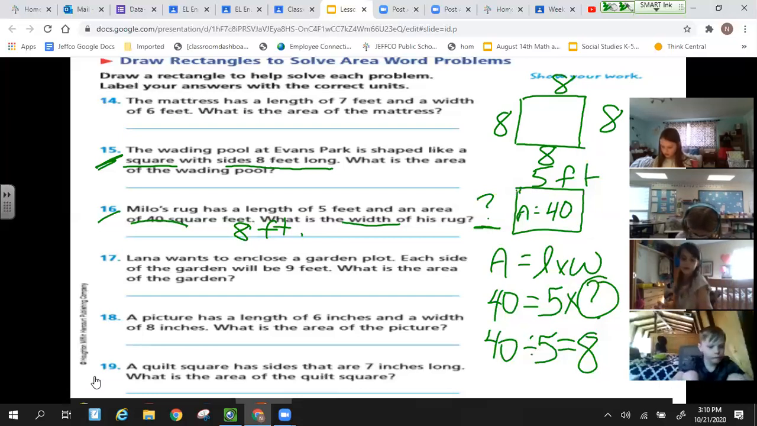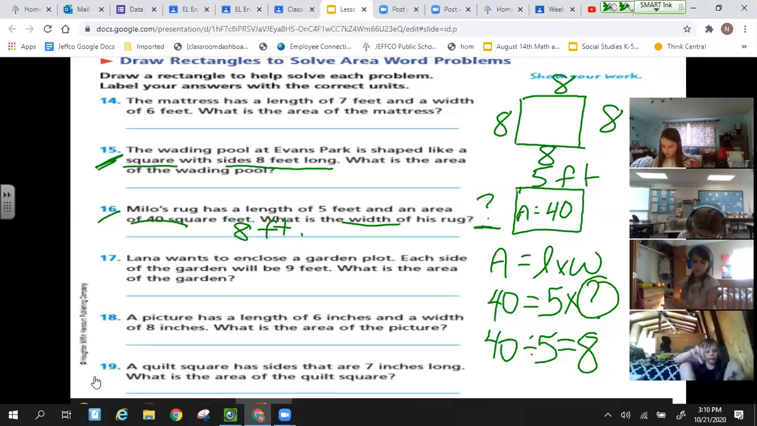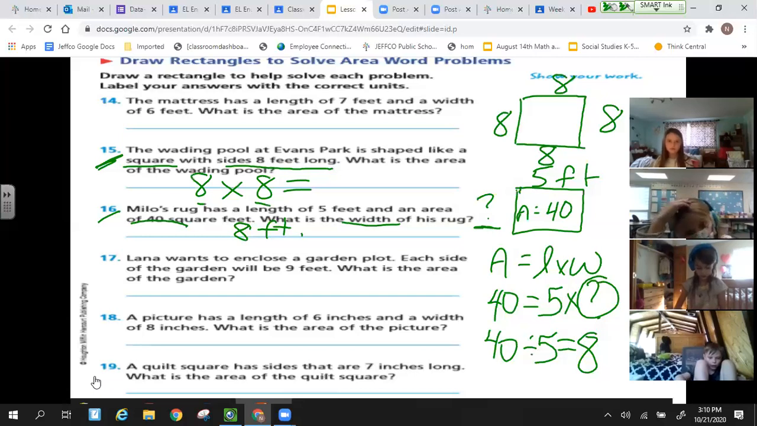So if I know all 4 sides equal 8, how would I find the area of that wading pool? How would I do it, Josh? Yes, 8 times 8, because area equals length times width. Now the problem is we haven't done our 8s. So you may look up here.